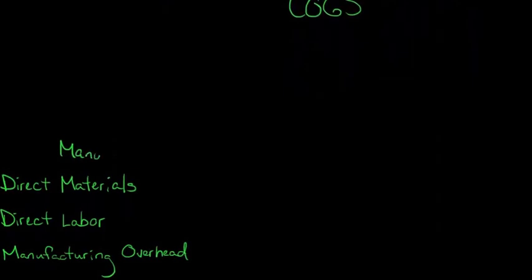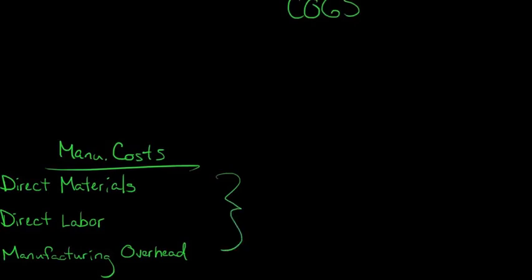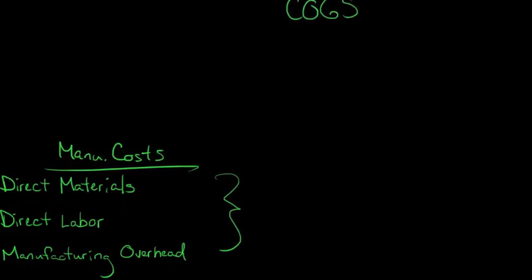So when we think about manufacturing costs, I'll just abbreviate here, manufacturing costs can be split into three main items. We've got direct materials, direct labor, and manufacturing overhead. And I'm sure you've heard the term overhead before. You might not have an understanding of what it is, and we're going to talk about that in the video right now. So let's use an example.